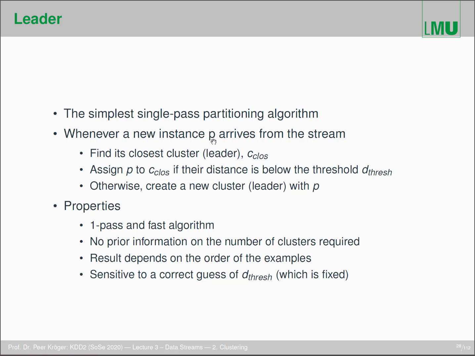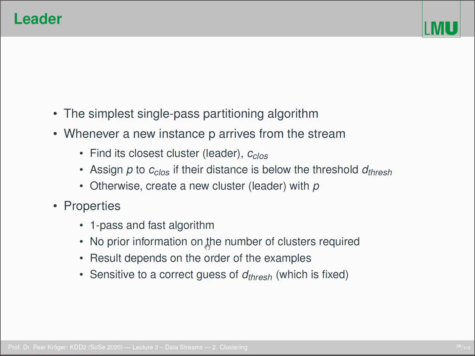Every P is compared to all the cluster representatives we have so far. If the closest one is closer than a given threshold, then P is absorbed by this one here. It's the leader of P. If not, if the closest cluster is further apart than the distance threshold, P does not fit to its leader, so it creates its own leader, its own cluster. That's it. Properties: it's obviously a single-pass, fast algorithm, so each object is just processed once.